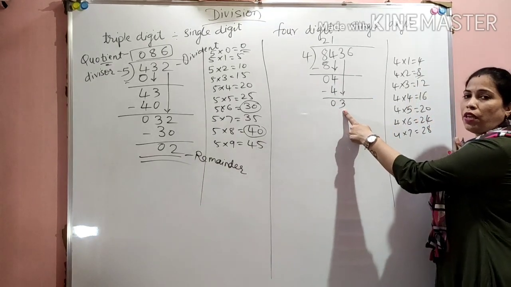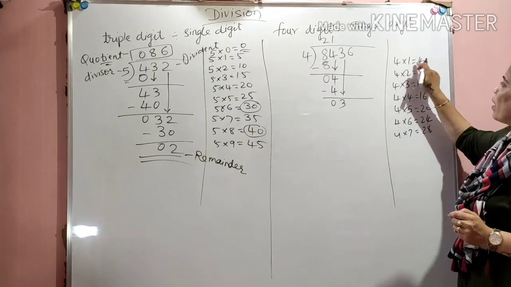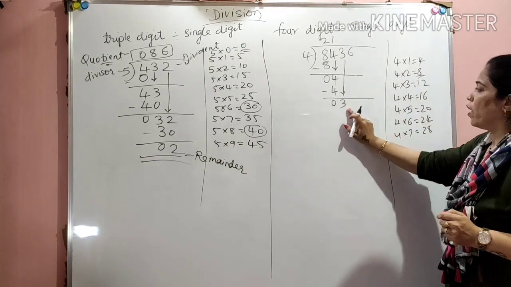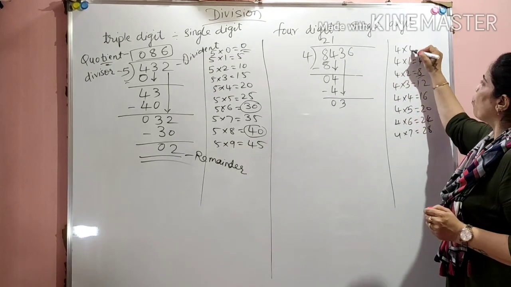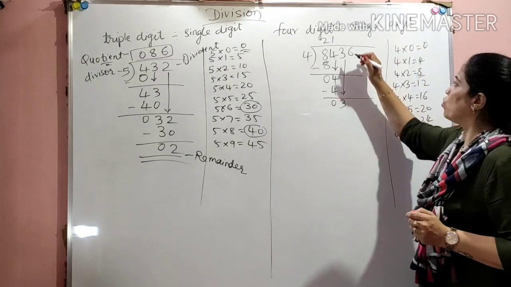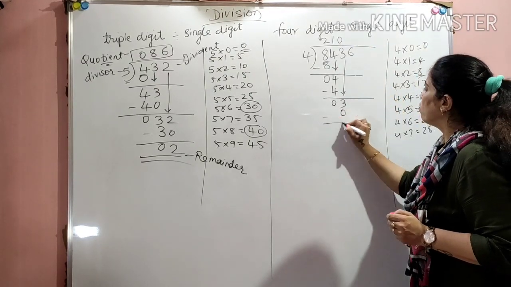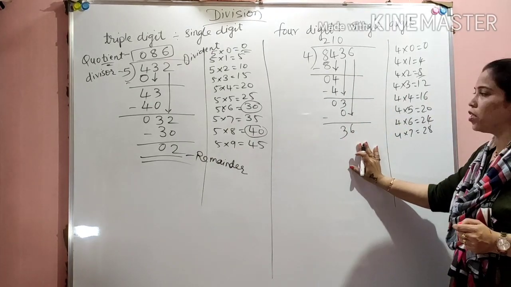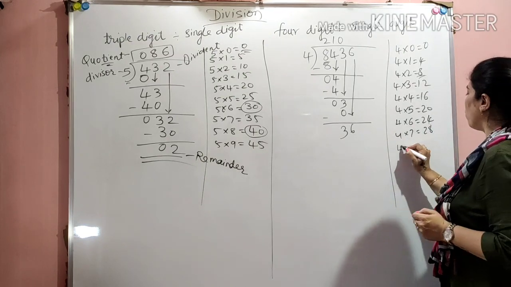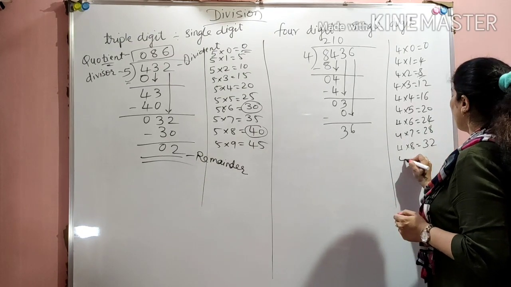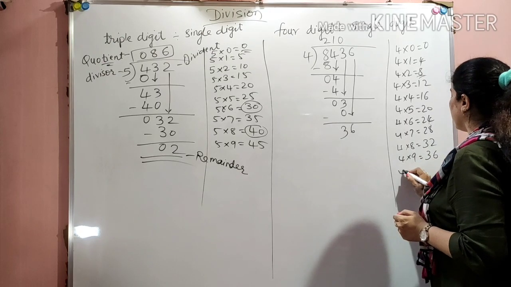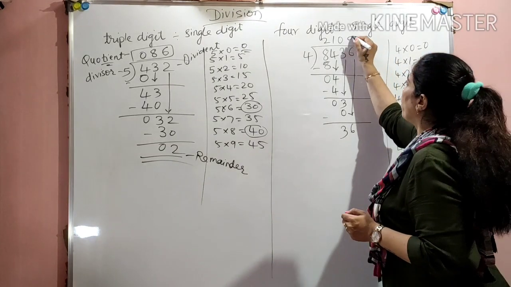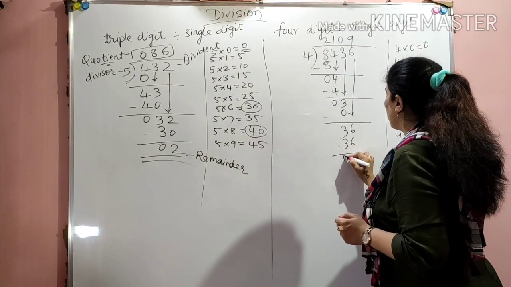Now children, we got here 3. But in the table of 4, 4 ones is 4. So it is greater than this number. 4 is greater than 3. So what we will take? Again 4 zeros are 0, then minus, then 3. Now this 6 will come down. Now here we got double digit, 36. Now we will see 36 is coming in the table of 4 or not. 4 nines is 36. So directly we got the number. So we will write 4 nines are 36 minus 0.